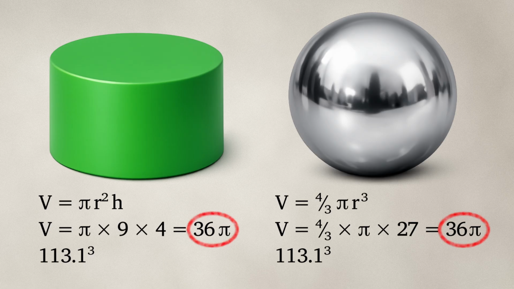And here's the beautiful part. This isn't a coincidence. When a sphere and a cylinder have the same radius, but height equal to 4/3, they always have equal volume. Always. It's one of the most elegant relationships in geometry.